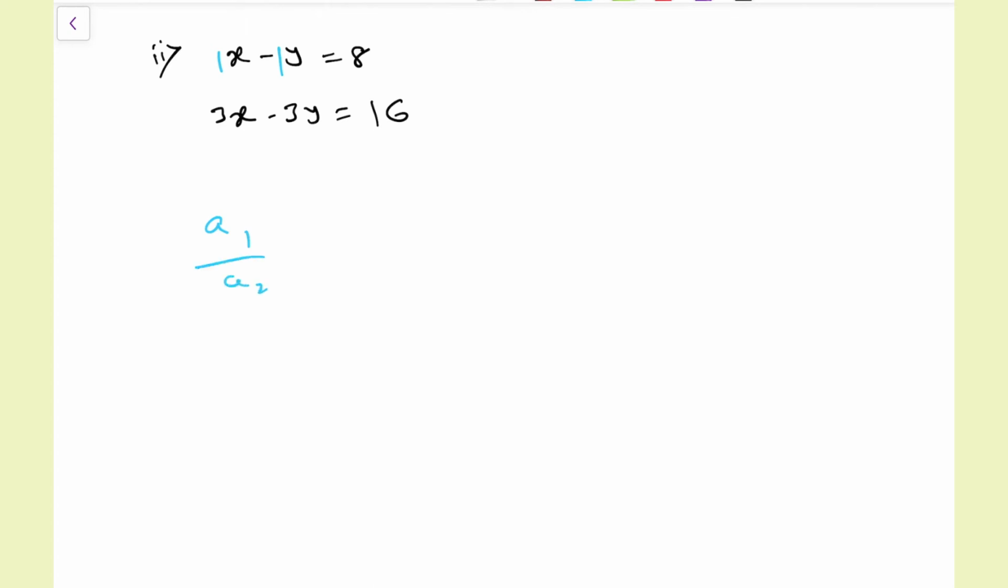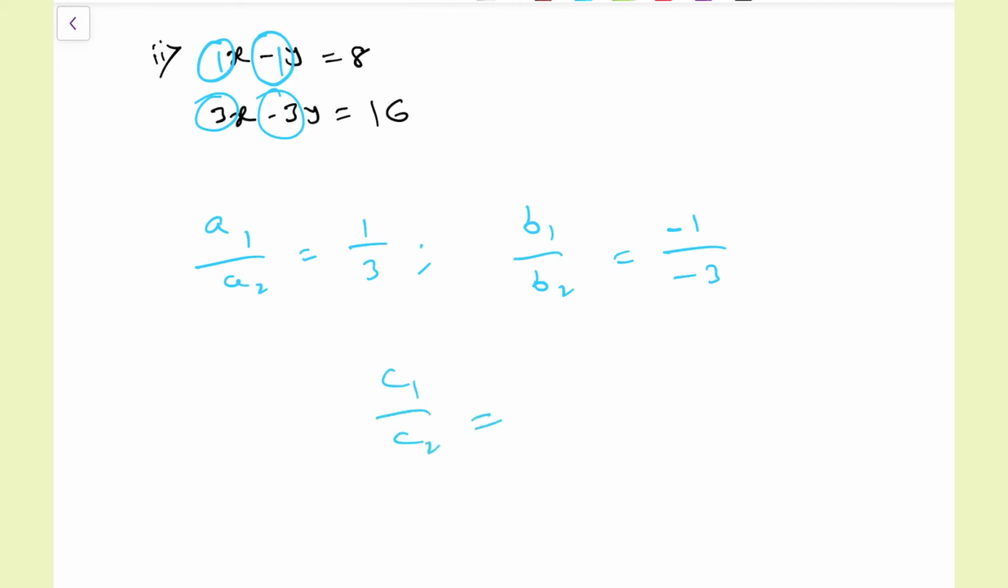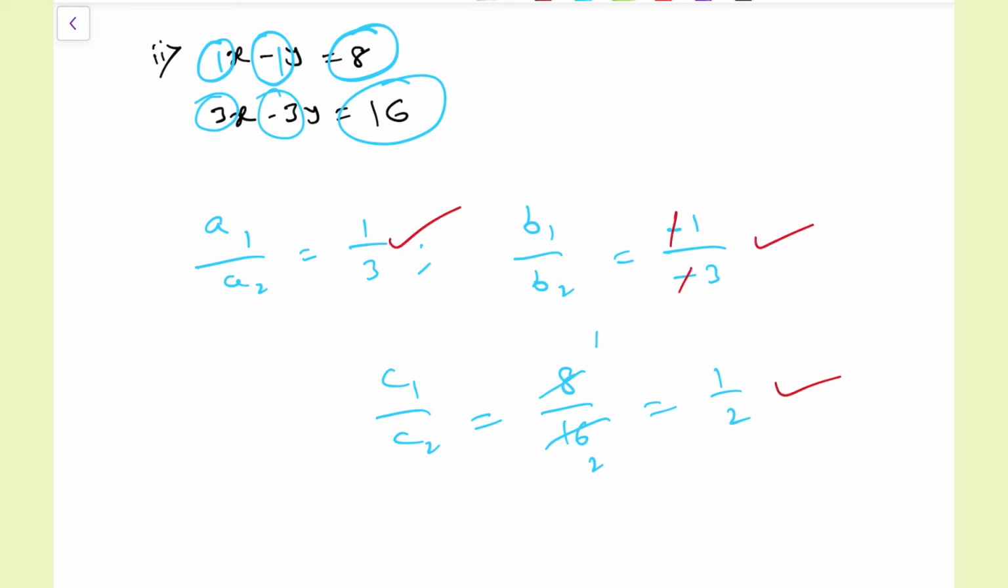A1 by A2, here A1 is 1 and A2 is 3, so 1 by 3. Then B1 by B2, this is minus 1, this is minus 3, so minus 1 divided by minus 3. Then C1 by C2 equals constant 8 over constant 16, that is 8 divided by 16, which is 1 by 2. Now we can observe here 1 by 3, the minus signs cancel, 1 by 3. Both are equal, but 1 by 2 is not equal.